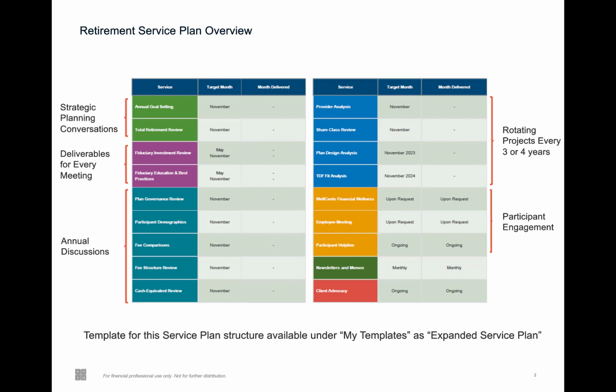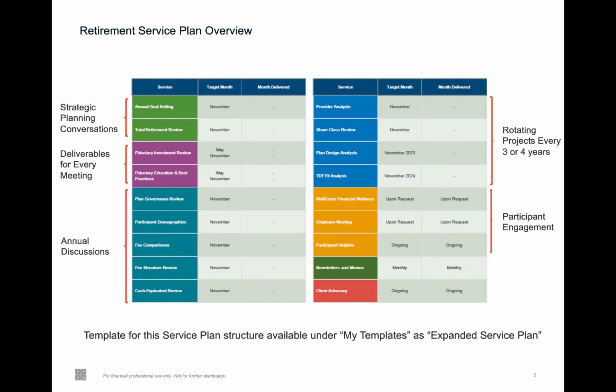The bottom section on the left-hand side, the annual discussions. So these are things we want to check in on once a year. So things like the committee governance review. Do they have their investment policy statement signed? Do they have the committee charter in place and a resolution from the board appointing the committee members? If not, excellent time to remind them about it, provide them with those samples that we have on the RPAG portal.